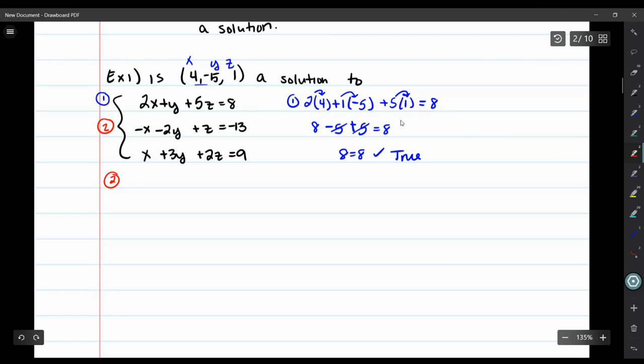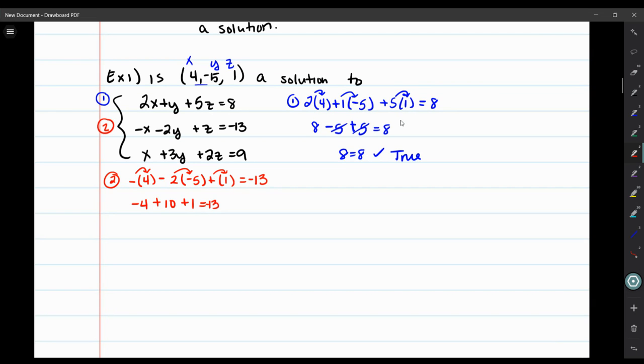So equation 2, negative of whatever x is, which is a 4, minus 2 times whatever y is, which is -5, plus z, which is a 1, hopefully equals -13. And let's check. Negative times a 4 is -4. -2 times -5 is a +10. And then you just have plus 1 equals negative 13. Well, we have 10 plus 1 makes 11. So negative 4 plus 11 makes 7. Well, 7 does not equal negative 13, so that means this is actually false.